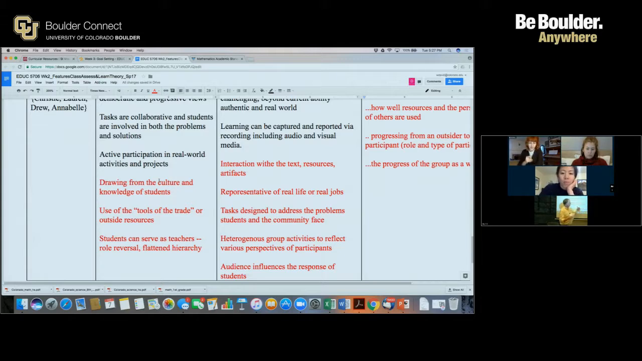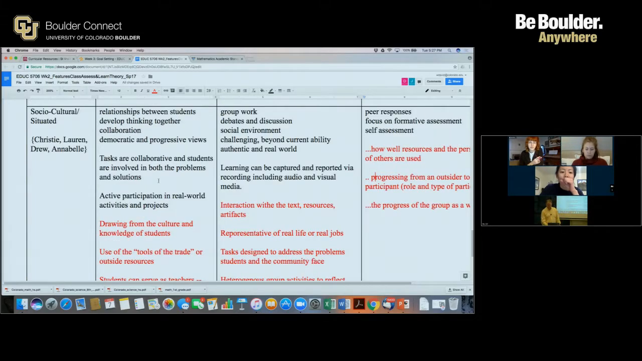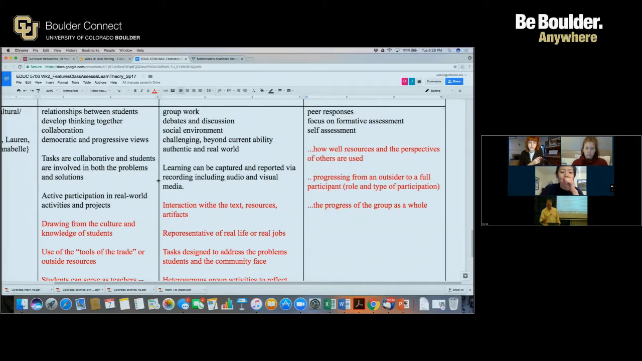The whole notion of group activities when you're organizing to draw on different perspectives. This draws from the socio-cultural perspectives a bit more. The audience, if you consider the audience when you think of what needs to be conveyed or written up, it's, again, this socio-cultural frame in terms of how it influences what you put down. I think this was already discussed, too. So progressing from an outsider to a full participant.